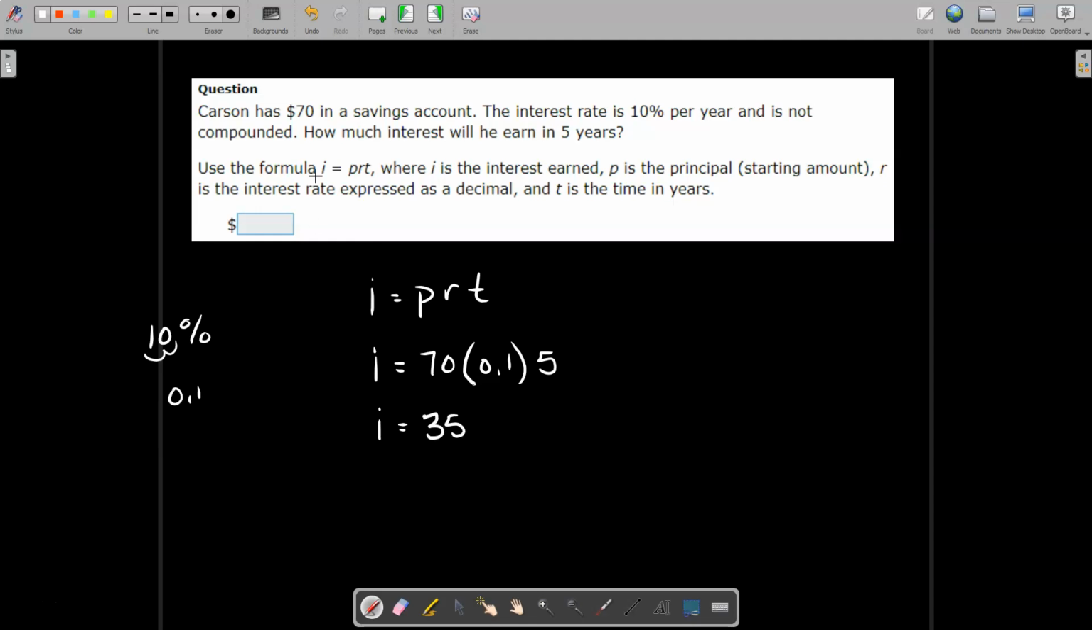So the interest, $70 put into a savings account that draws a 10% yearly interest, not compound, but simple, over 5 years, and in 5 years' time, they're going to have $35.